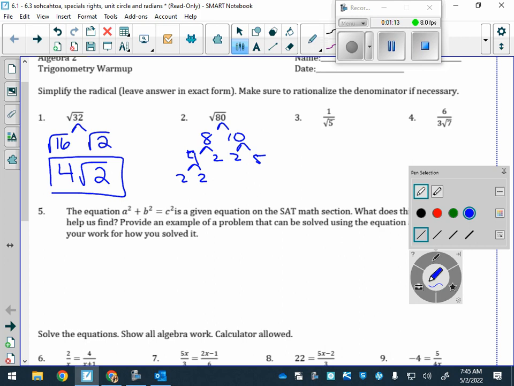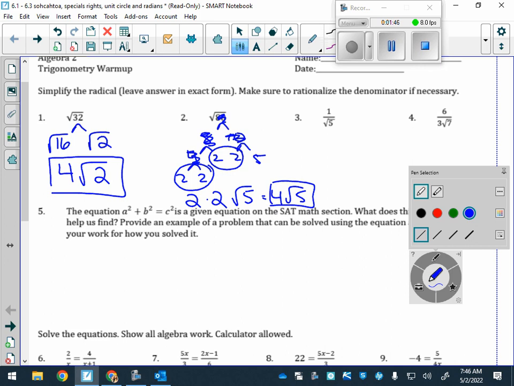So remember, every time I break down, I am crossing out and looking for a pair. So I have a pair of 2's. A 2 comes out. Another pair of 2's. 2 comes out. Whatever's not circled or not a pair stays inside. And then we just multiply whatever's together on the outside. You could have also done root 16 times 5 to get 4 root 5 as well.